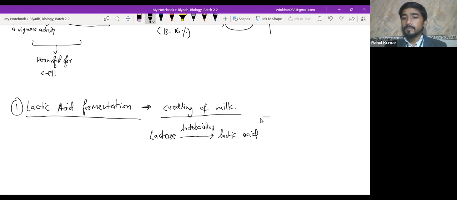Bacillus means they are rod shaped. They are like this, bacilli. The bacteria looks like this. So this means bacillus. And because they convert lactose to lactic acid, they're called lactobacillus. They feed on lactose. So this we know is happening.